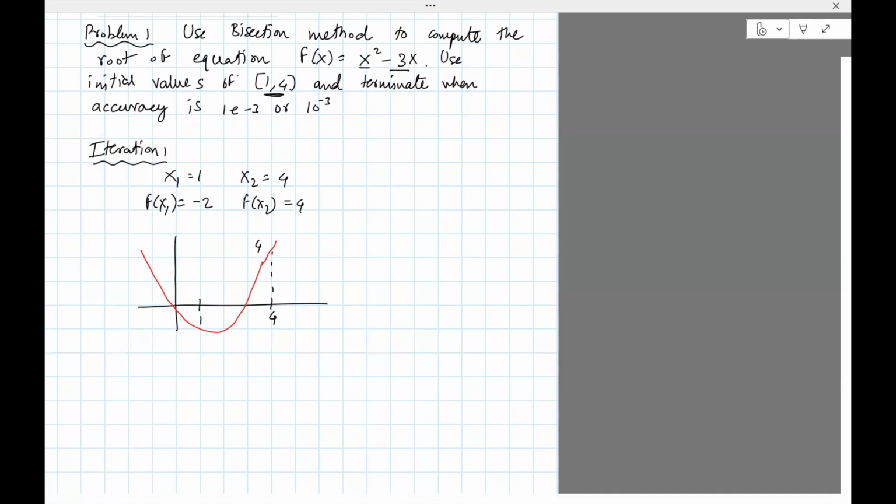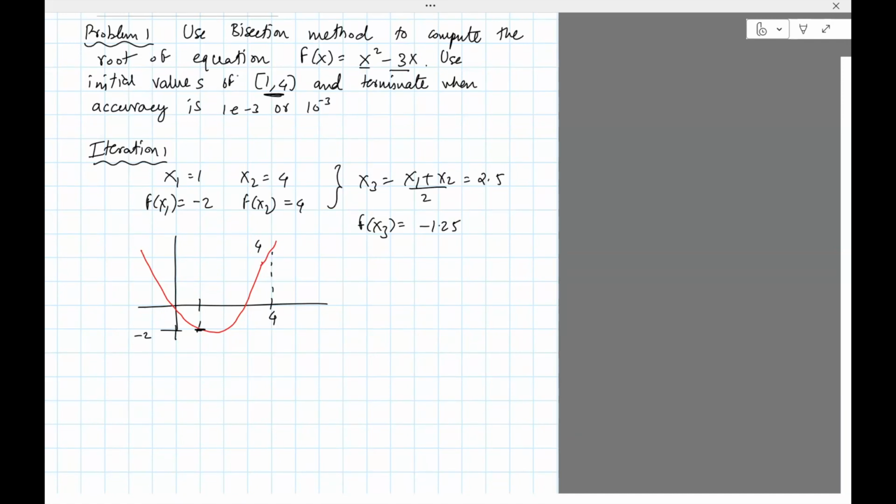It's 4 clearly. This is probably -2. Okay, so now that we did that, let's compute x3. That's 4 plus 1 divided by 2, which is 2.5. Let's compute f of x3, which is f of 2.5. That comes to -1.25. We can actually see it here.